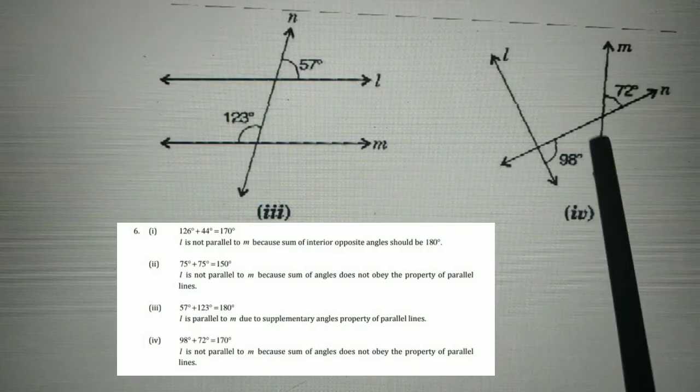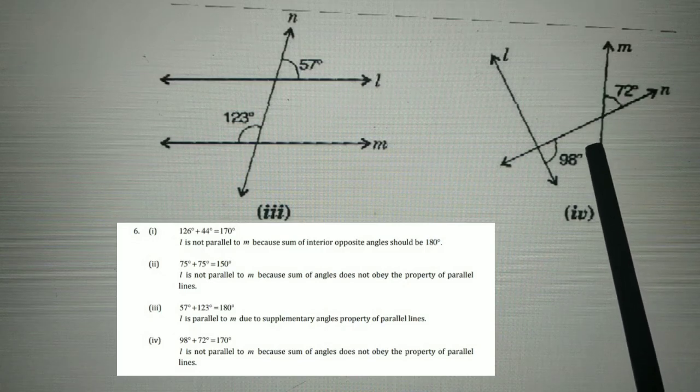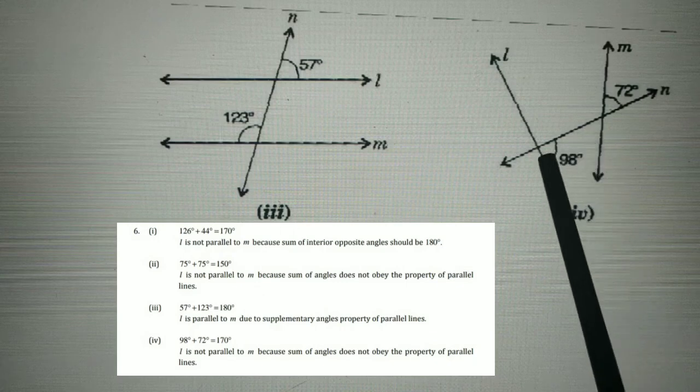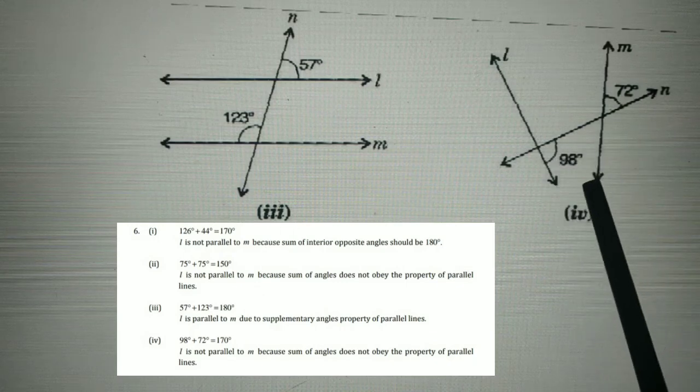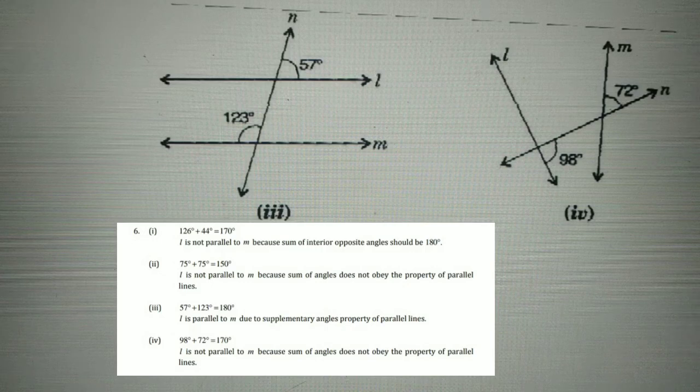Similarly for this, again the same property: 72 is vertically opposite to this. When these are vertically opposite, they are equal. So when we have these two angles, one is 96 and the second is 72. So when the addition is 180 degrees, the lines are parallel. If the addition is not 180, the lines are not parallel.